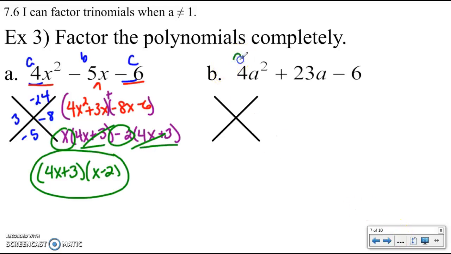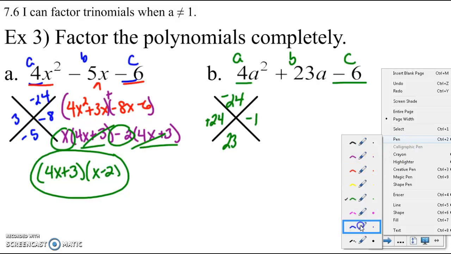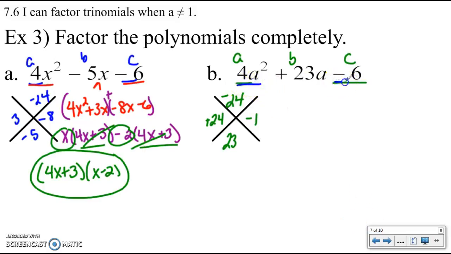Last one, 4a squared plus 23a minus 6. A times c gives me negative 24 on the top. B is 23, so that goes on the bottom. So factors of negative 24 that add up to 23 are positive 24 and negative 1. So when I go ahead and do my AC split this time, A stays the same, C stays the same, split the middle. We have 4a squared plus 24a minus 1a minus 6.